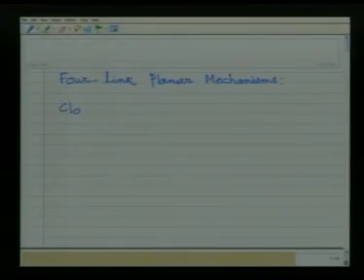Before getting into the four-link planar mechanisms, let us recall the technical, that is kinematic definition of a mechanism. We have already defined a mechanism as a closed kinematic chain with one of its links fixed. It is obvious that to get a closed chain, we need at least three links.